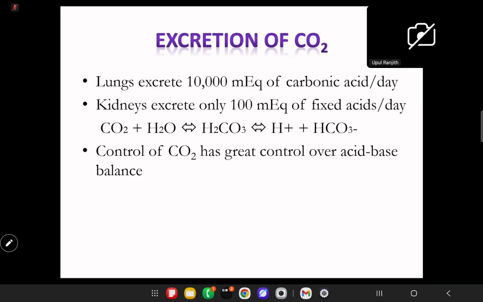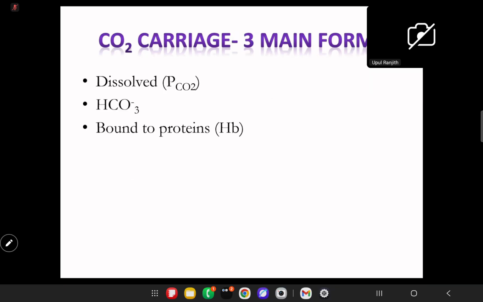So this is the equation you can see. Therefore, control of carbon dioxide has a greater control over acid-base balance. But the renal compensation is more precise, and for the final acid-base balance, it is very important.